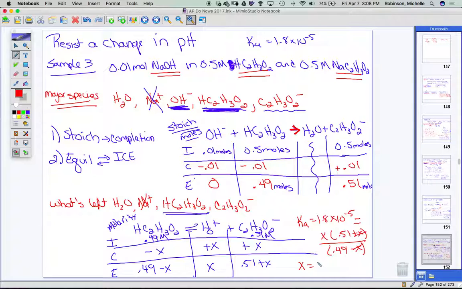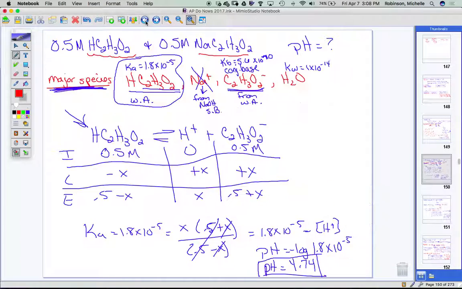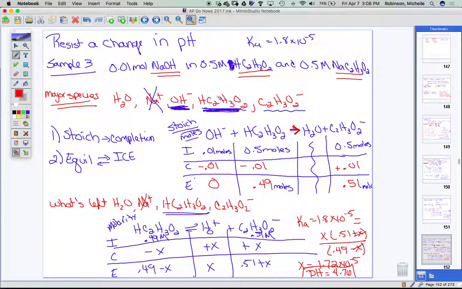Still ends up being 1.8. 1.72 times 10 to the negative fifth. And then you have to find the pH of that, which ends up being what? 4.76. What was our pH in the buffer to begin with? I don't have to go back a couple of pages. 4.74, right? And when we dumped in this strong base, it went to 4.76. Did the pH change? Not much. A little, but not much.